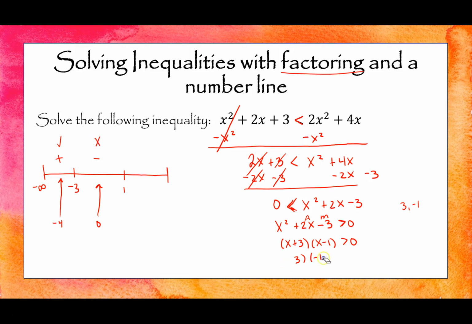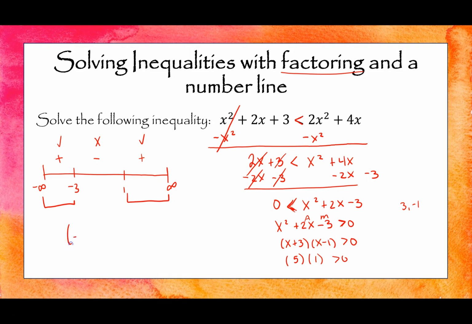And last but not least, we have to pick a value that is greater than 1, in between 1 and infinity, so I don't know, maybe 2. So here we get 2 plus 3 is 5, 2 minus 1 is 1, and is 5 greater than 0? Yes, it is, because we get a positive. So our answer is going to be where we got a positive number, because that's greater than 0. In other words, we are going to select the regions that worked. This region worked because it was positive, and obviously we want greater than 0 to be our answer, and so did this one.